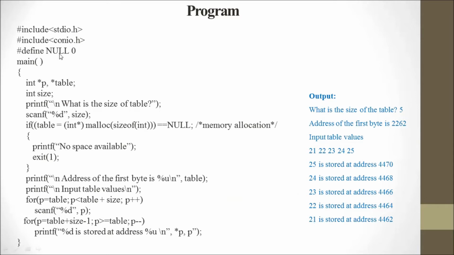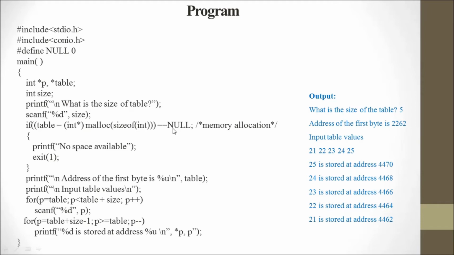Here we declare the header files, and define NULL as 0. We take two integer variables: a pointer p, a pointer table, and an int size. We print 'What is the size of the table?' So when we execute the program, this statement asks what is the size of the table. The scanf function takes some input size. Suppose we enter 5. The scanf function stores the value 5 in the size variable. Here, if table = (int *) malloc(size * sizeof(int)), this function will allocate the memory and compare with NULL. So this is the memory allocation step.